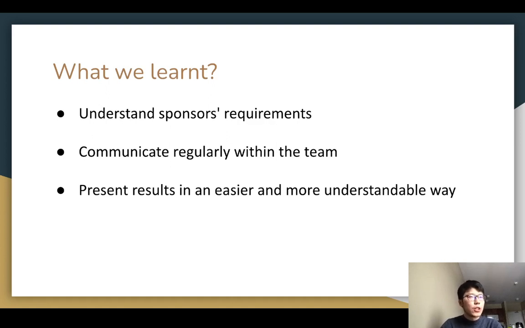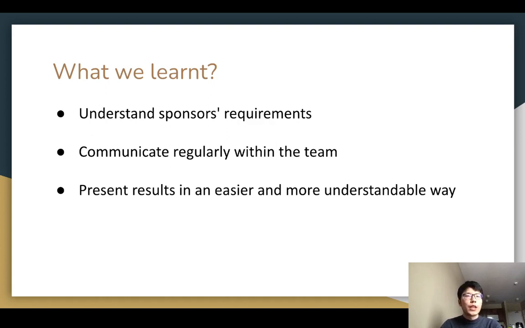The second thing is to communicate regularly within the team. It might seem a little bit obvious, but our team didn't do this very well in the first half of the project. As I said, we divided our team into three sub-teams, and each sub-team had their own goals, which were kind of separated. That's why at first we didn't communicate too much within the team, but we figured out later that team members in other sub-teams might have insights into what we are doing. They can provide professional advice based on what they are doing, and that might be helpful for us. So afterwards, we kept every team member updated on what we were doing.